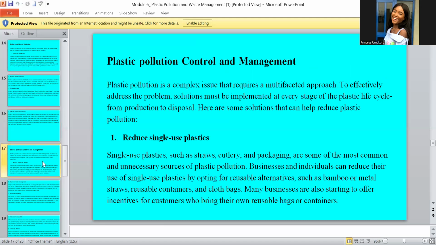So, what are ways that we can control plastic pollution and management? These are some solutions that can help reduce plastic pollution. We have reduced single-use plastic. Single-use plastics such as straws, cutlery, and packaging are some of the most common and unnecessary sources of plastic pollution. Businesses and individuals can reduce their use of single-use plastics by opting for reusable alternatives such as bamboo or metal straws, reusable containers, and cloth bags. Many businesses are also starting to offer incentives for customers who bring their own reusable bag or containers.